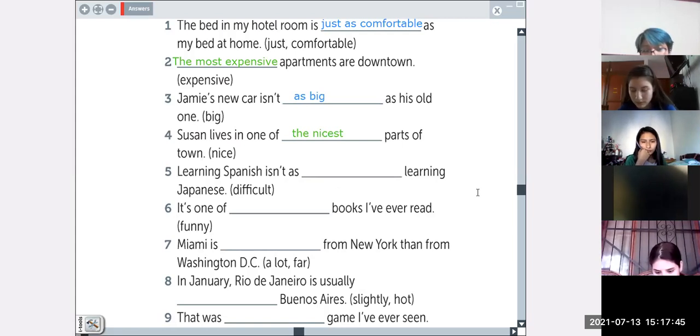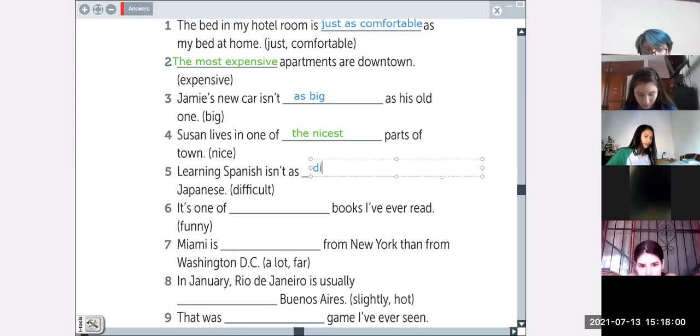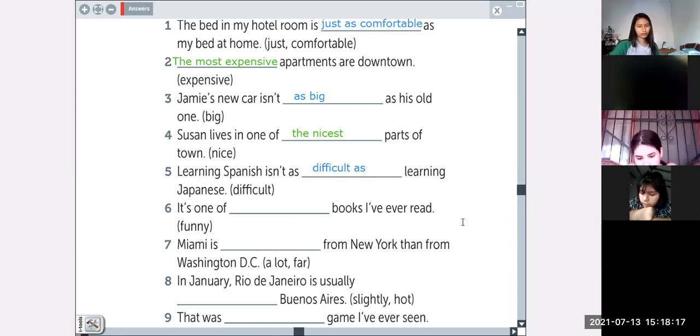Sebastián Ávila, number 5. Okay. Learning Spanish isn't as difficult as learning Japanese. Isn't as difficult as learning Japanese. Very good. No se olvide que aquí no empieza con una E, sino con una S. Learning Spanish. Okay. Very good. Thank you. Let's go to the next one. Karen, please, number 6.